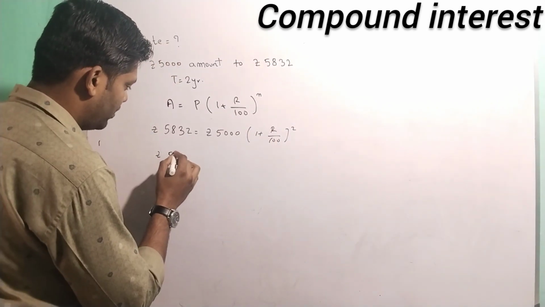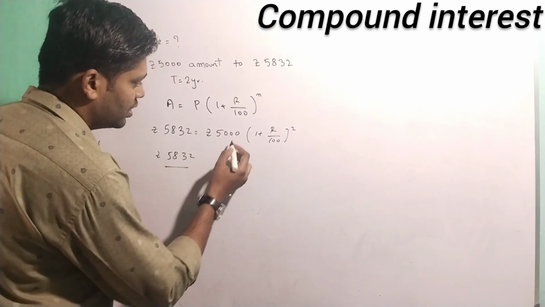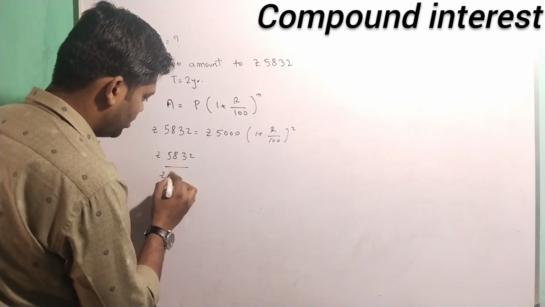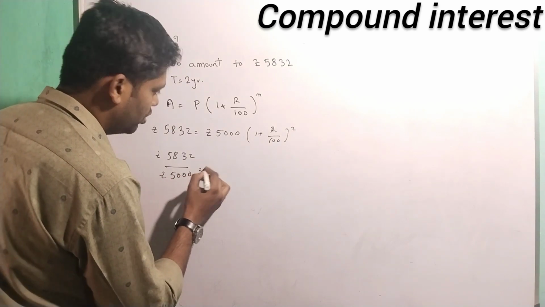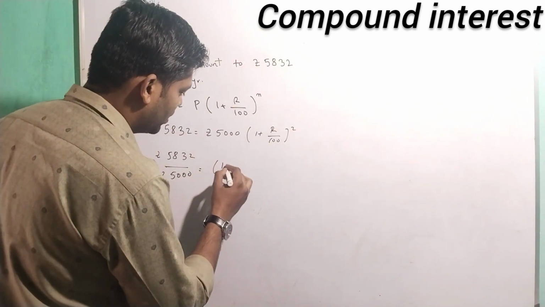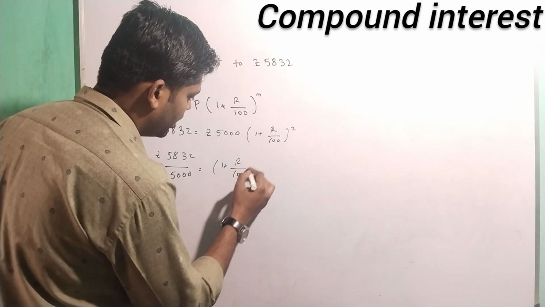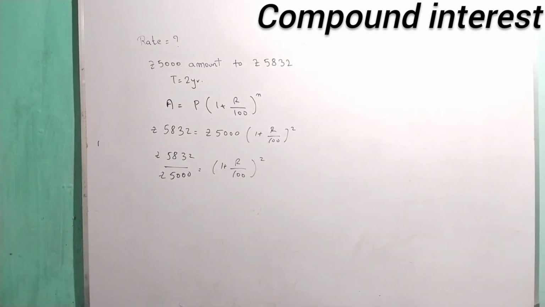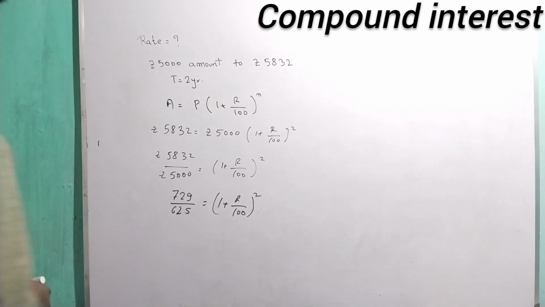Okay, so 5832 by 5123. There's a multiply sign between these two terms, so this will be divided. Equal to, so what is being left? 1 plus r by 100, and here it will be 2. Now solve this one. How much is it going to become? This is what we get after cancellation. You have to do the cancellation, right?